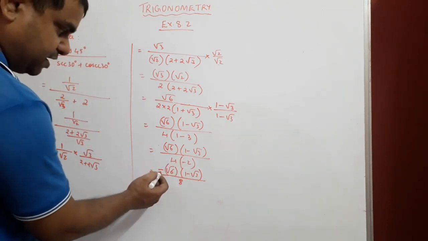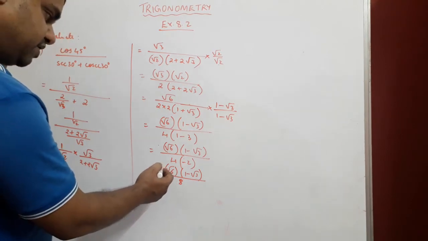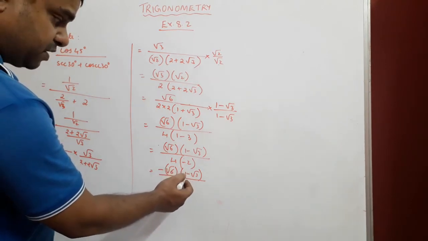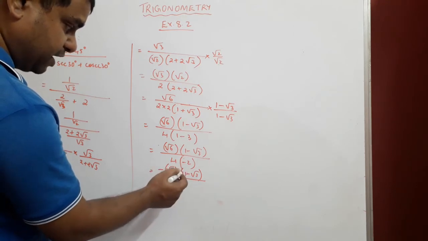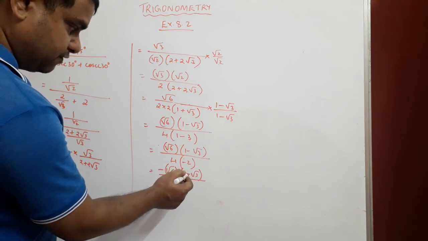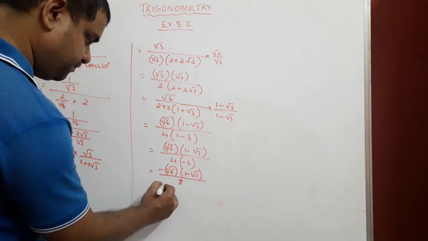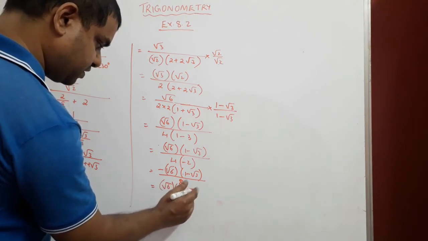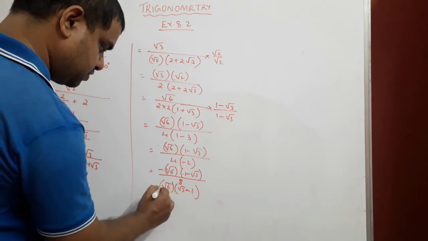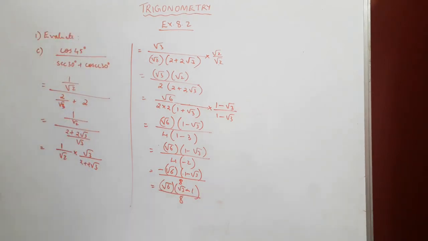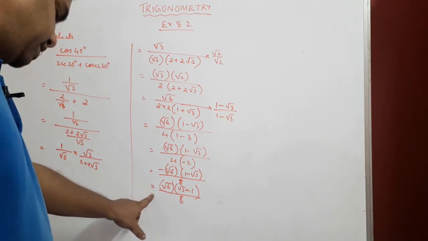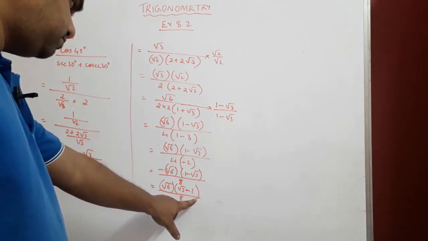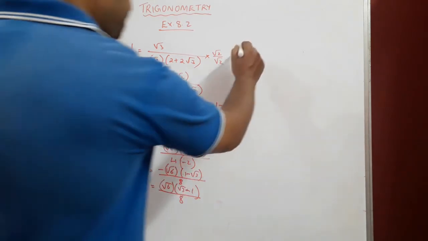So to get rid of the minus sign, all I have to do is put this back into the bracket. So when I put this back into the bracket, positive 1 will become negative 1 and negative root 3 will become positive root 3. So this will become root 6 into root 3 minus 1, whole thing upon 8, and this is our answer. We can actually go further and simplify this if we want.